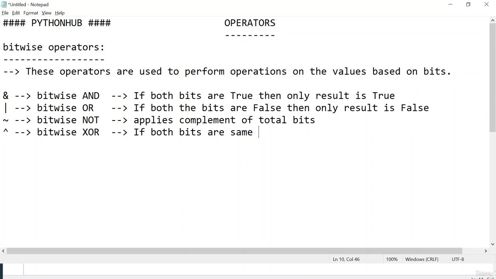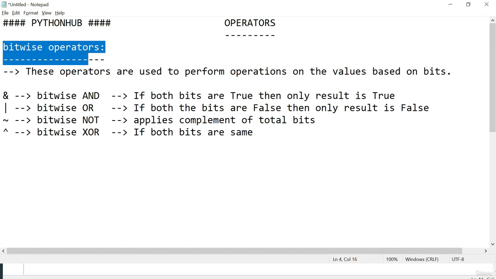Hello all, in this tutorial we are discussing the next kind of operators present in Python, that is bitwise operators. Bitwise operators perform operations over the bits, that is, binary data. So these operators perform operations on binary data. Let us see all these bitwise operators one by one.